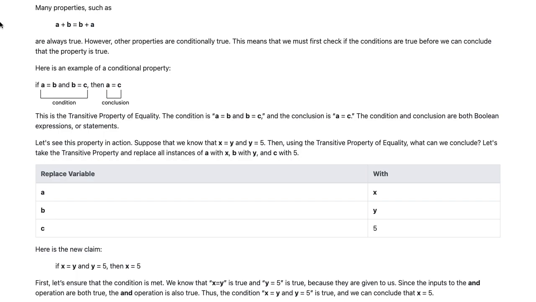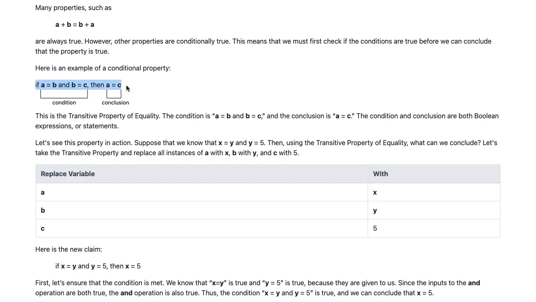Many properties such as a plus b is equal to b plus a are always true. However, other properties are conditionally true. This means that we must first check if the conditions are true before we can conclude that the property is true. Here is an example of a conditional property.